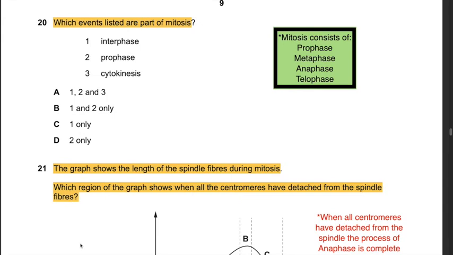Question 20. Which events listed are part of mitosis? 1. Interphase, 2. Prophase, 3. Cytokinesis. Mitosis consists of the following stages: prophase, metaphase, anaphase, and telophase. And it doesn't have interphase. As well as cytokinesis is a process which happens after mitosis in the cell cycle. Therefore, the only answer is D, 2 only, as prophase is a part of mitosis.